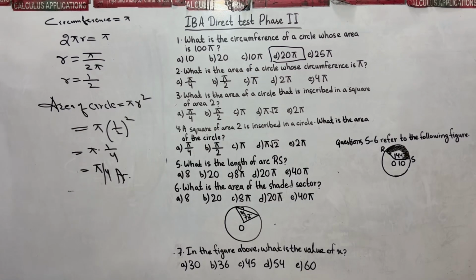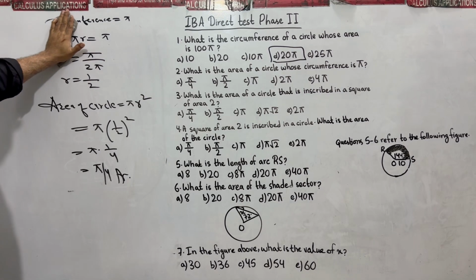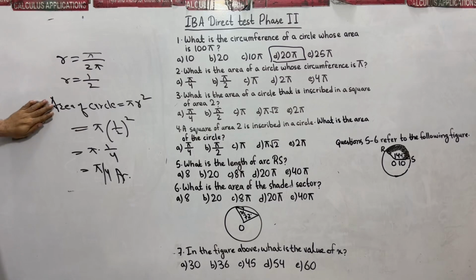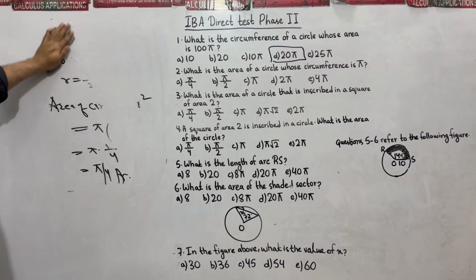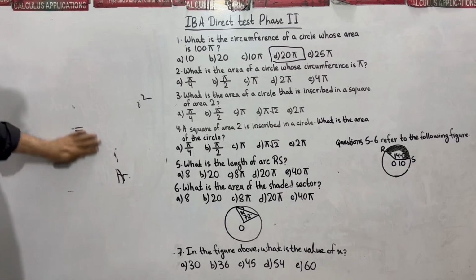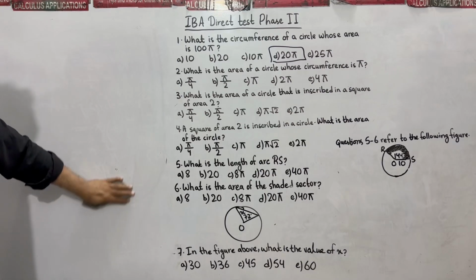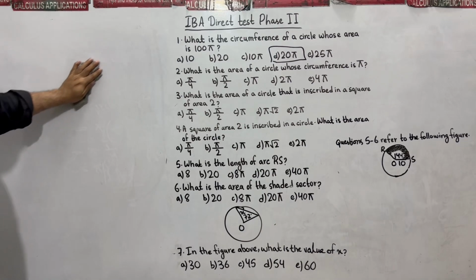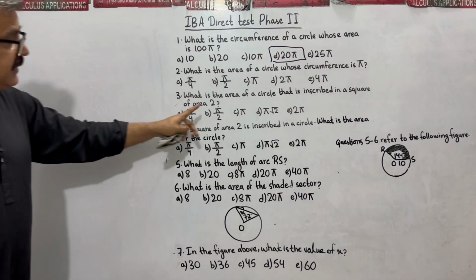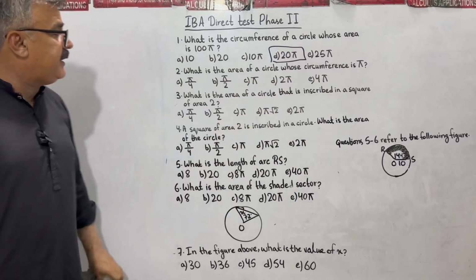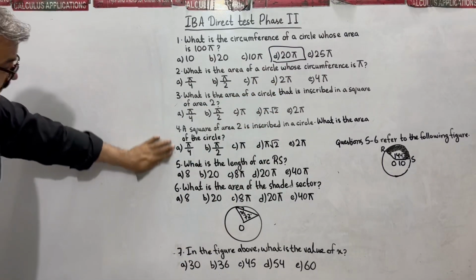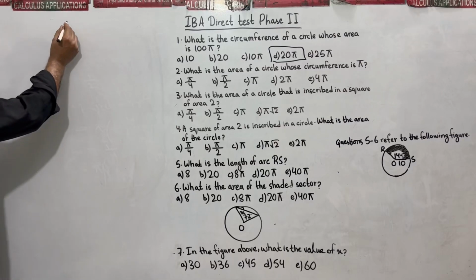Moving towards question number 3. What is the area of the circle? We are interested in determining the area of a circle, while the given condition is that the circle is inscribed in a square.